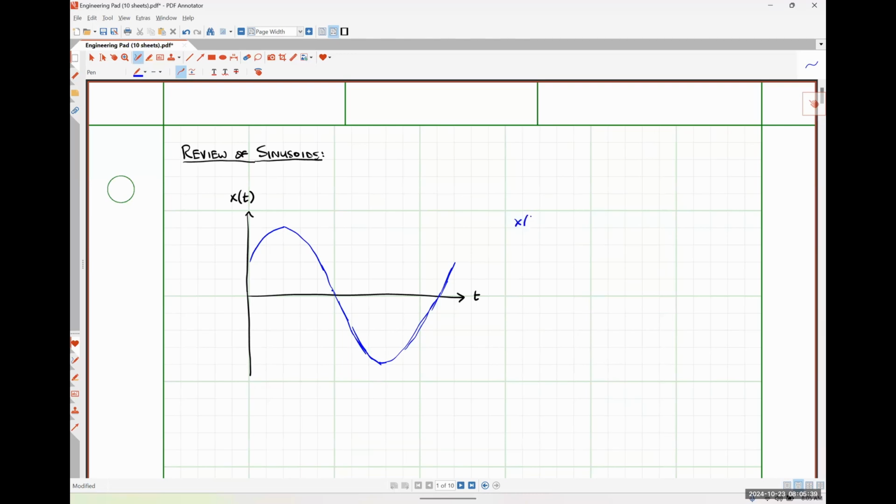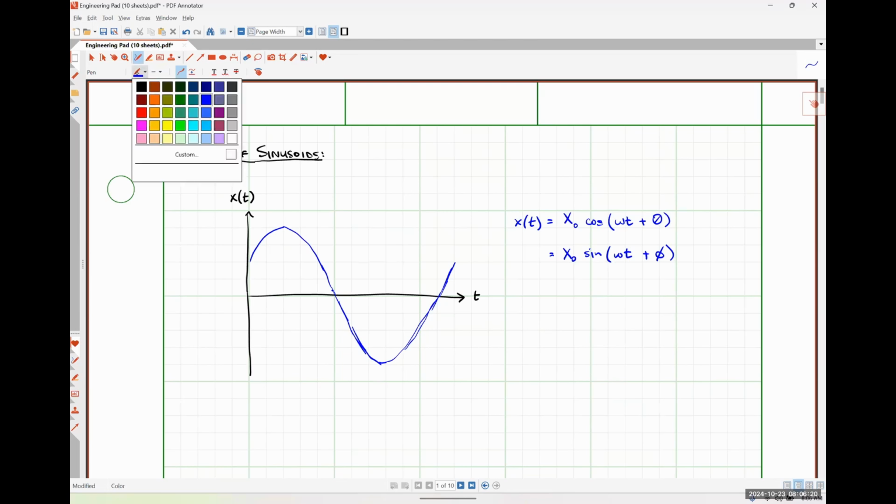So this signal, x of t, could be expressed in one of two ways, okay? So we could write it as x naught cosine omega t plus some phase angle theta, or we could write it as x naught sine of omega t plus some phase angle phi. And we're going to talk about what those different constituent parts of both of those mathematical relationships represent, okay?